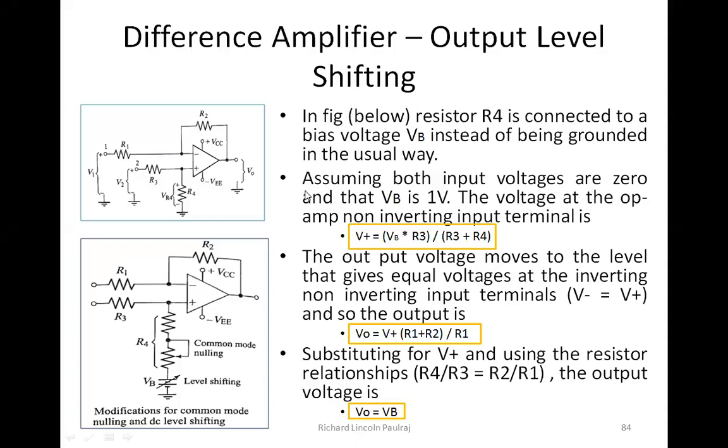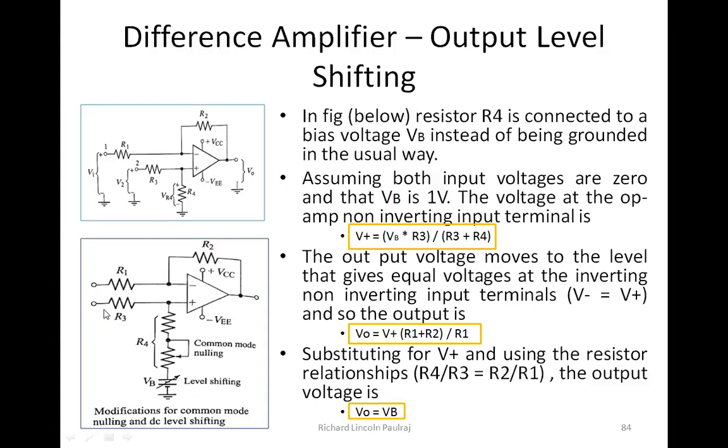So we'll look into the figure at the bottom. We saw R4 is a variable resistor, and it is connected to a bias voltage, which is VB. Usually this R4 used to be grounded, but right now it is connected to an adjustable resistor and to a voltage called VB. Assuming both the input voltages V1 and V2 are 0, and that VB is 1 volt.